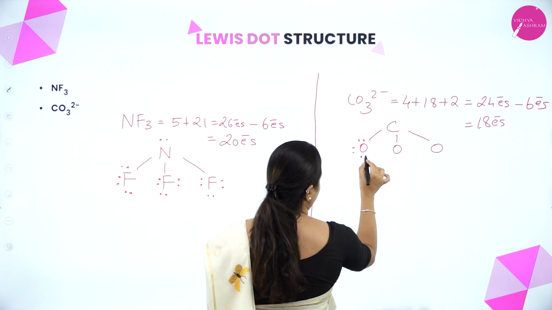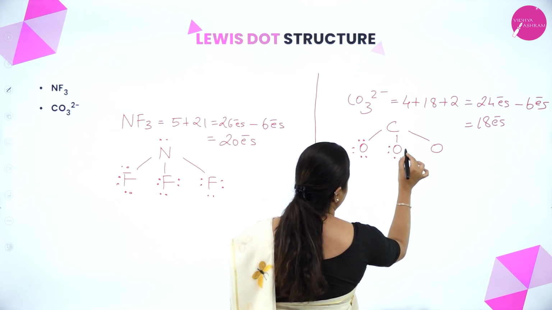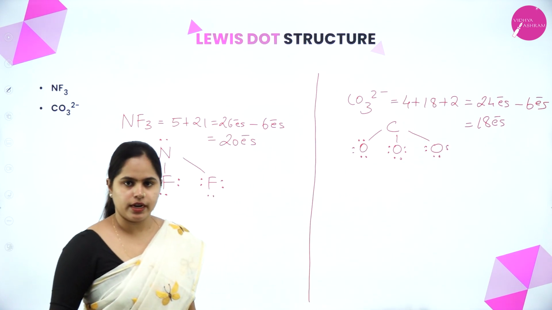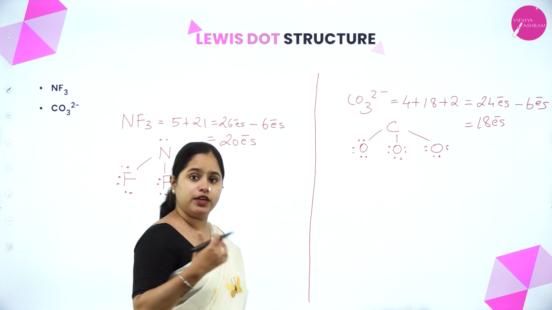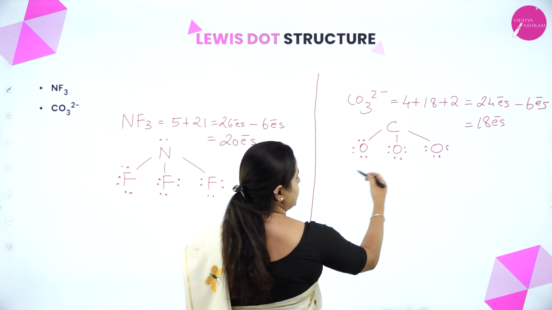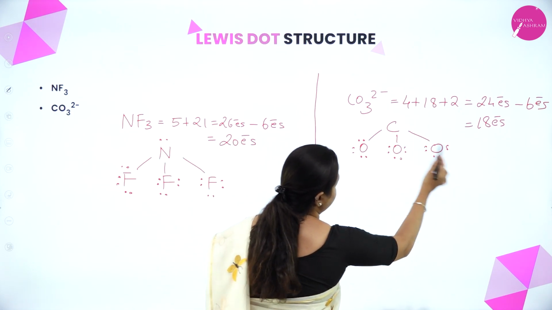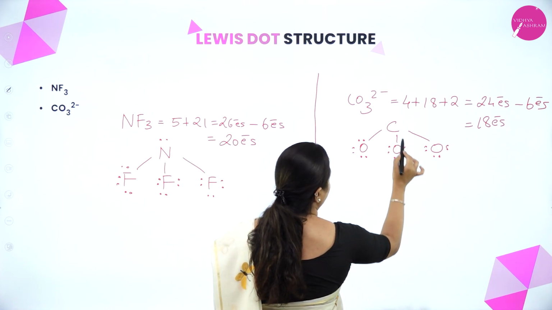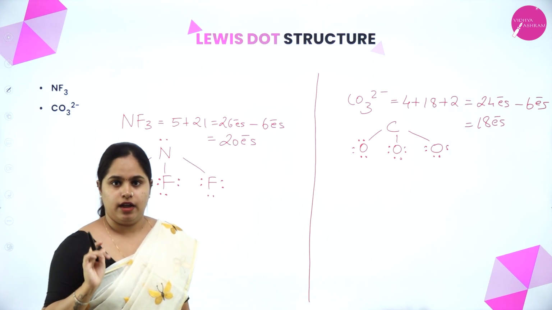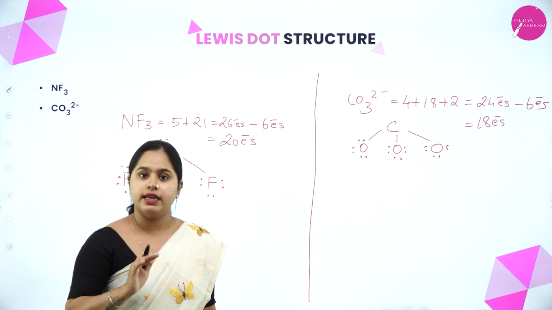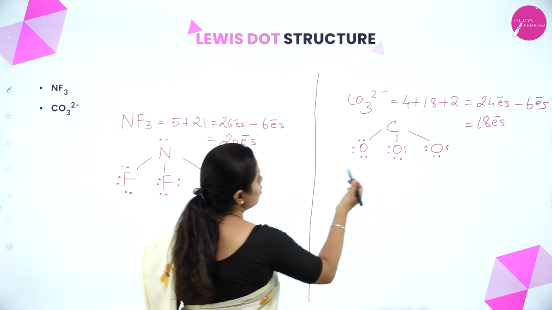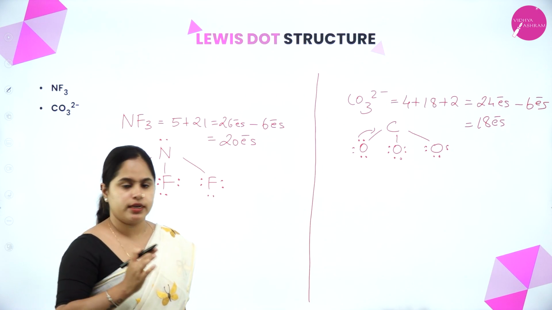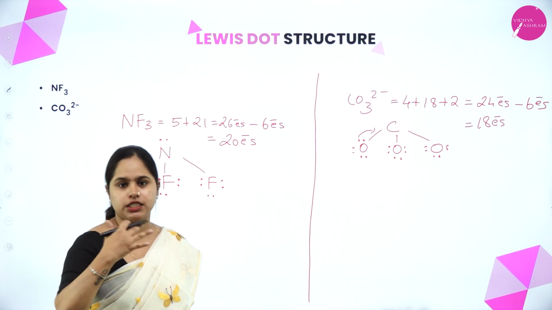Let's start from this one. 1, 2, 3, 4, 5, 6, 7, 8, 9, 10, 11, 12, 13, 14, 15, 16, 17, 18. Now let's see if each of them attained an octet. Here it is 8, here also it is 8, even here it is 8. All the oxygen atoms attained an octet. But what about carbon? 1, 2, 3, 4, 5, 6. Only 6 electrons. But it has to have 8 electrons in its outermost shell. So what can be done? One pair of electrons can be made into a double bond, which the oxygen and carbon can share between them.